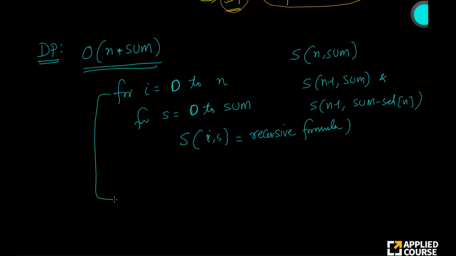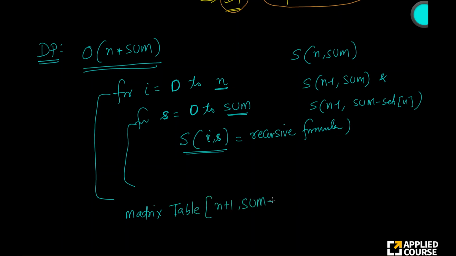So I'll basically start a twin for loop here, and I'll start computing S of i and s. Let's call this small s. I'll keep computing this recursively. This loop runs from 0 to n, and this loop runs from 0 to sum. And I'll create a matrix to store all of this, called capital S, or let's call it table, a two-dimensional array of size n plus 1 comma sum plus 1. Whatever I'm computing here, I'll tabulate the data in this table.